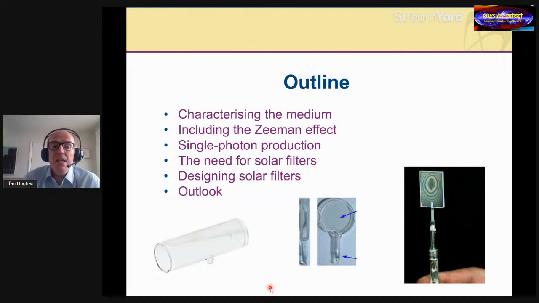So by understanding atoms and magnets on Earth, we hope to learn about the atomic and specifically magnetic properties of the sun. And I'll tell you why designing and building these solar filters is both very interesting from a physics point of view and very, very important from a technological point of view. And then I'll draw some conclusions.